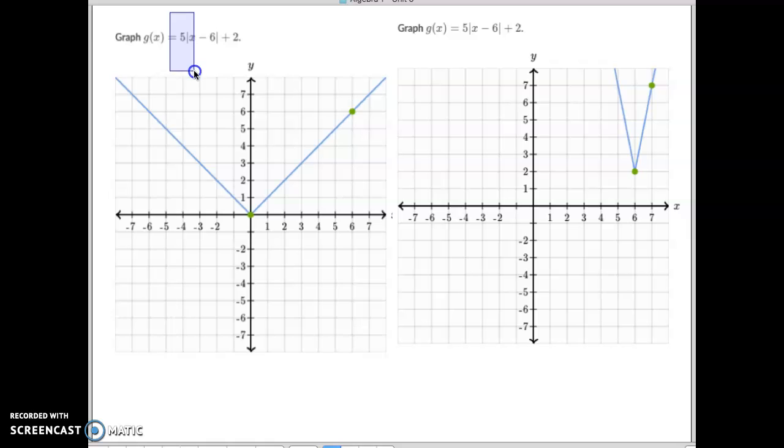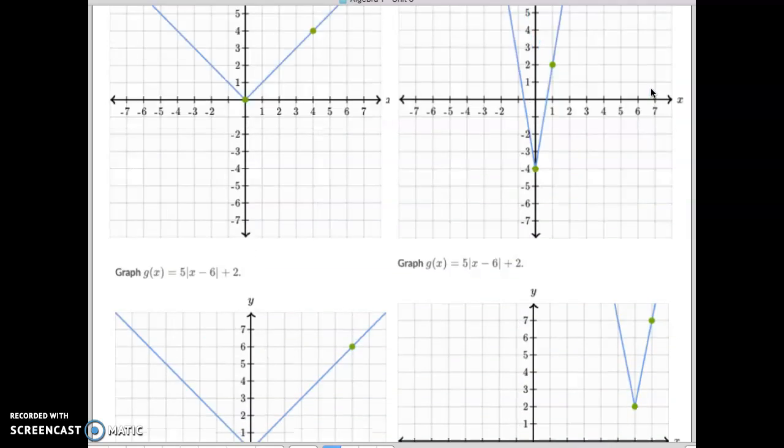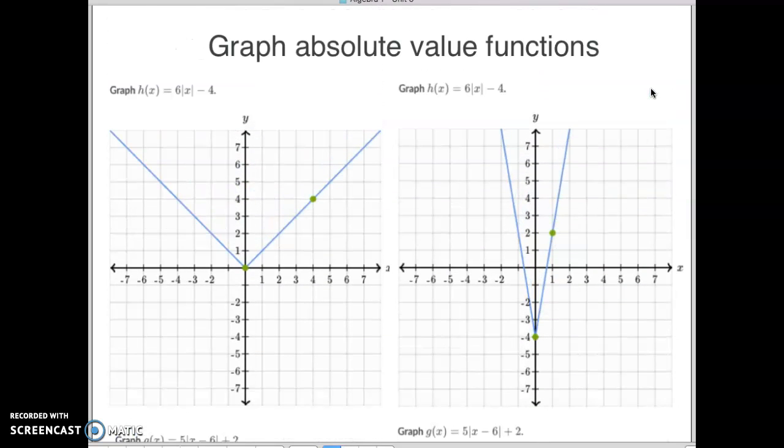And then our slope, the number in front of it, is 5, which means up 5 over 1. So from here, up 1, 2, 3, 4, 5 over 1. That's where the other dot goes. And that's how you do it. So that is how you graph absolute value functions, guys.